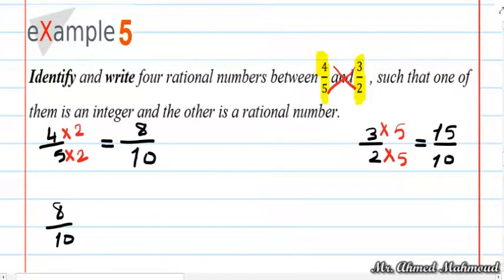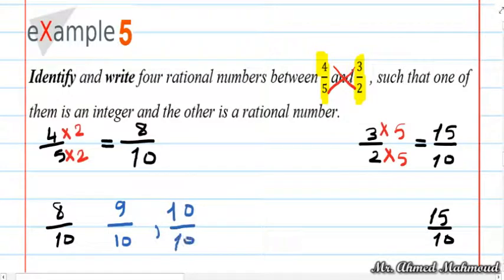Between them we can find more than four numbers, then we need not put zero up and down. Then 8 over 10, the next one is 9 over 10, next 10 over 10, 11 over 10, 12 over 10, and those are the four numbers.